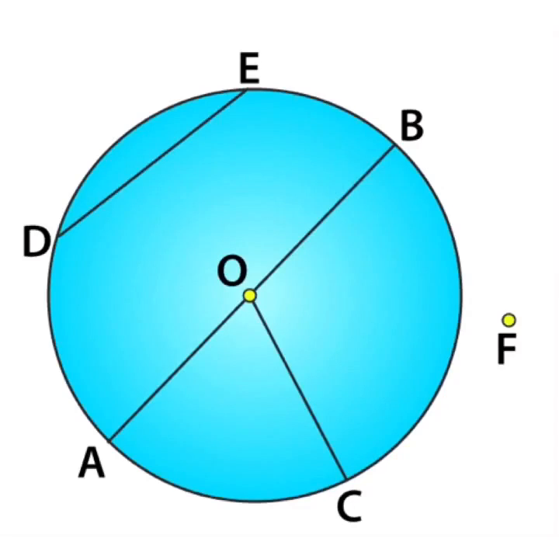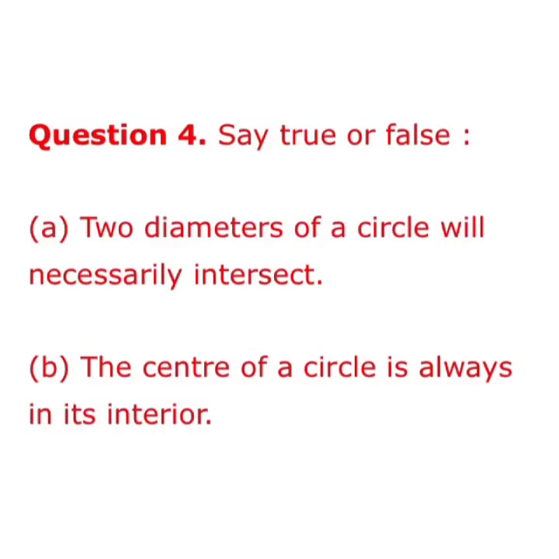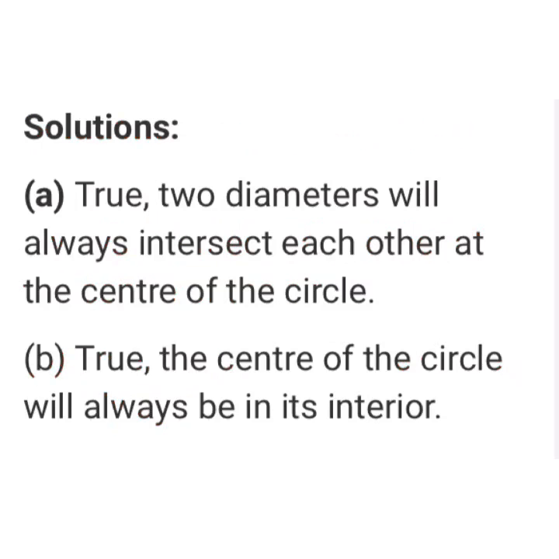Now, the last question of this exercise and this chapter, say true or false. First one is, 2 diameters of a circle will necessarily intersect. Yes children, this is a true statement. 2 diameters will always intersect each other at the center of the circle.